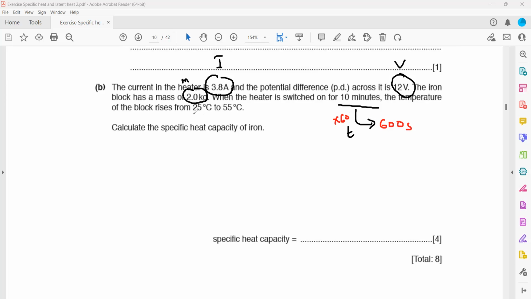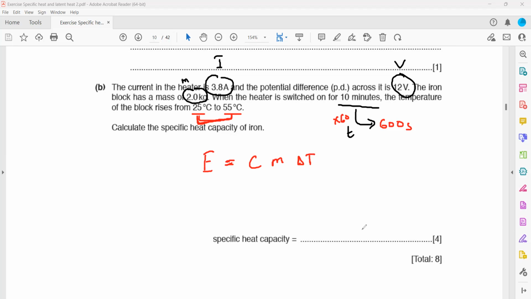The temperature changes from 25 to 55. Calculate the specific heat capacity. Because there is a change in temperature, which formula should we use? The energy is equal to C, specific heat capacity, into mass, into temperature change.